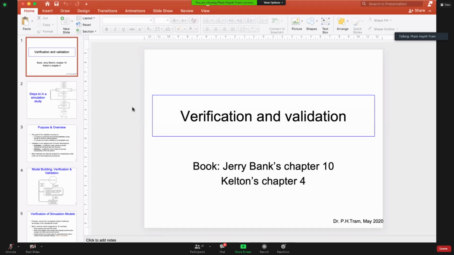Okay, we go back to our lesson, verification and validation. To recall what we have learned last week, the purpose of this lesson is to help us validate our model. That is to make sure our simulation model is the same, so-called, as the real system. For sure, it's not exactly the same, but similar.